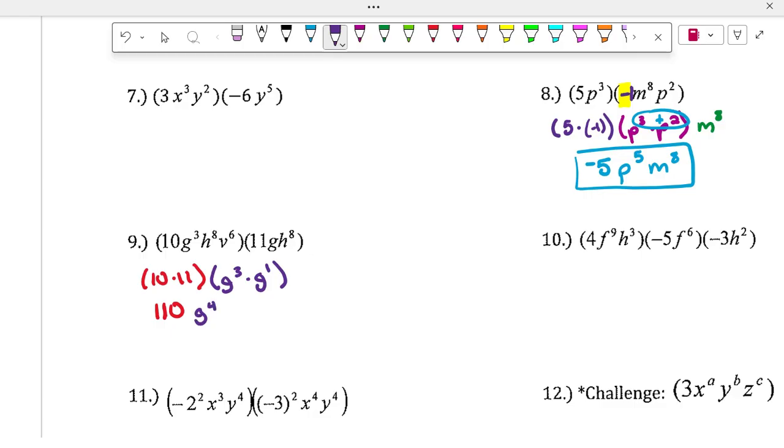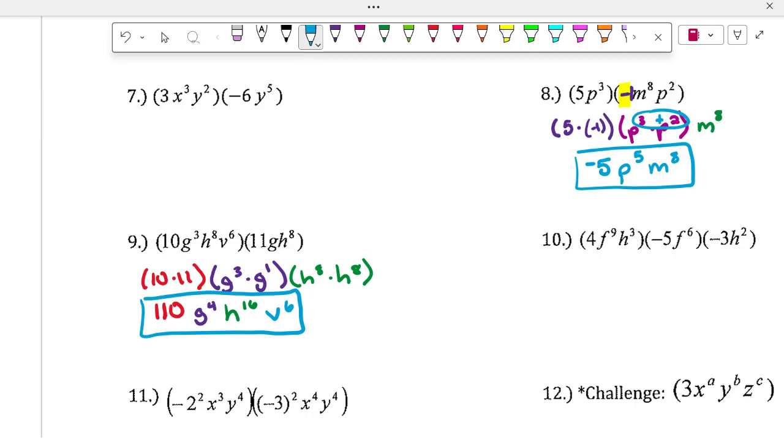What's your next move? Allison. All right, so I have H to the 8th times H to the 8th, which is what? Good. And then what's my last step? Graceland. Right, bring down that V to the 6th, because it doesn't have anything to go with it. So this will be my final answer.